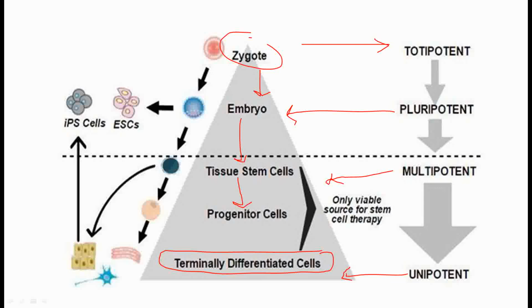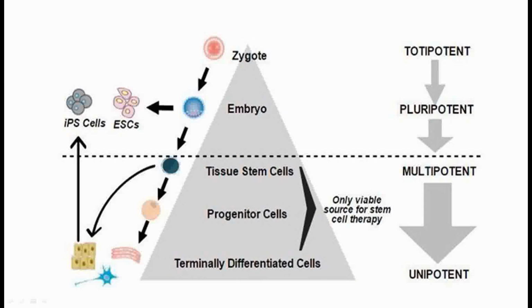You can see the level of differentiation is going very specified. These are going very specific as the potency comes down. You can see the differentiation of various kinds of cells in this particular diagram.